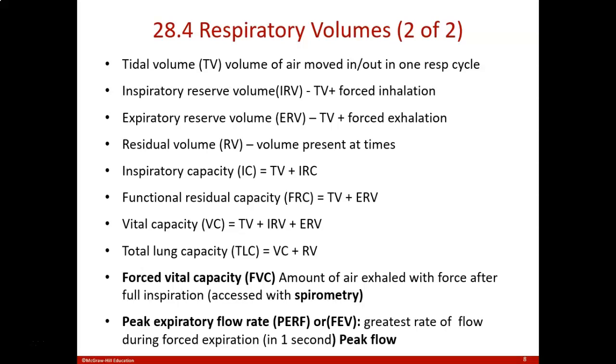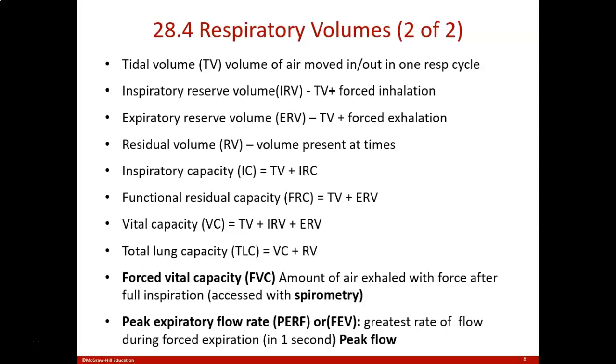And so that inspiratory reserve volume starts with the tidal volume, whatever little bit of air goes in and out with each inspiration and expiration. If you take that tidal volume and you add whatever a forced inhalation is, you get an inspiratory reserve volume. Same thing with the expiratory reserve volume. Whatever your expiratory volume is on a normal, regular cycle, if you force that air out, then you get expiratory reserve volume. Then we have something called RV, or residual volume.